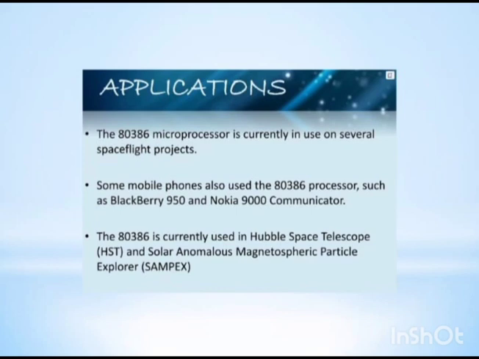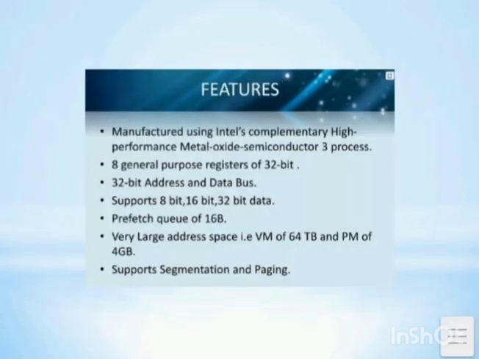Applications of the 80386 microprocessor. The 80386 microprocessor is currently in use on several spaceflight projects. Some mobile phones also used the 80386 processor, such as the BlackBerry 950 and Nokia 9000 Communicator. The 80386 is currently used in the Hubble Space Telescope and the Solar Anomalous and Magnetospheric Particle Explorer.